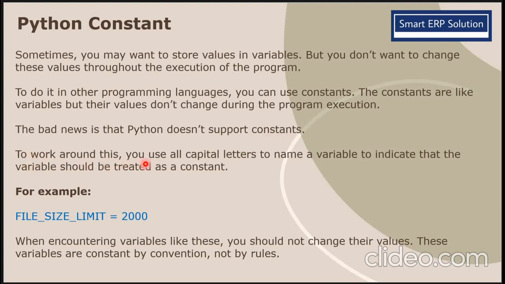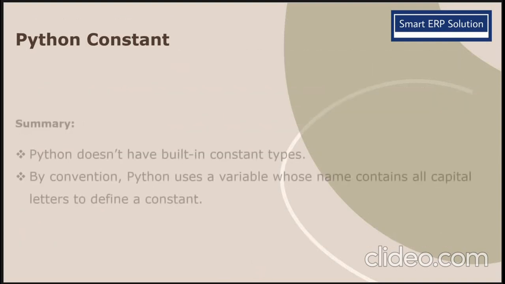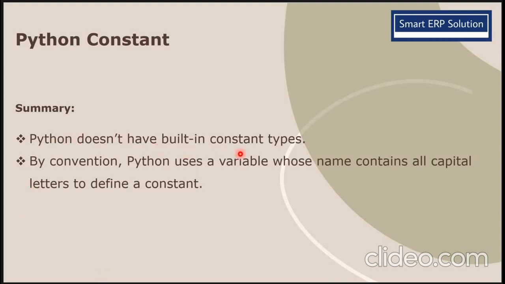To work around this, you use all capital letters to name a variable to indicate that the variable should be treated as a constant. For example, FILE_SIZE_LIMIT equal to 2000. Like this, all letters of this variable are written in capital. When encountering variables like these, you should not change their value. These variables are constant by convention, not by rules. So, in summary, Python doesn't have a built-in constant type. By convention, Python uses a variable whose name contains all capital letters to define a constant.